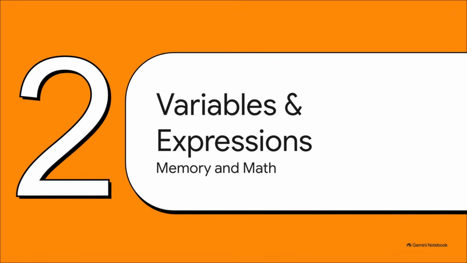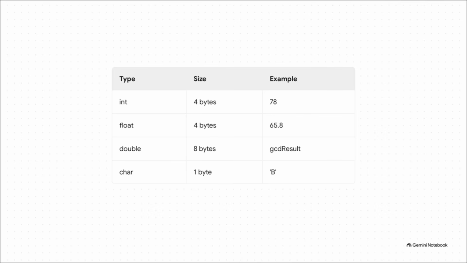Now that we have our skeleton running, let's give the machine some actual data to work with. C is strictly typed, which means every variable's type has to be fixed right at declaration. You can think of these types as different-sized boxes in memory. An int for whole numbers and a float for decimals typically take up 4 bytes of memory each. If you need higher precision, you grab a double, which gives you 8 bytes. And for just a single character? A char handles that in just 1 byte. You literally have to tell C the exact shape of your data before you can use it.